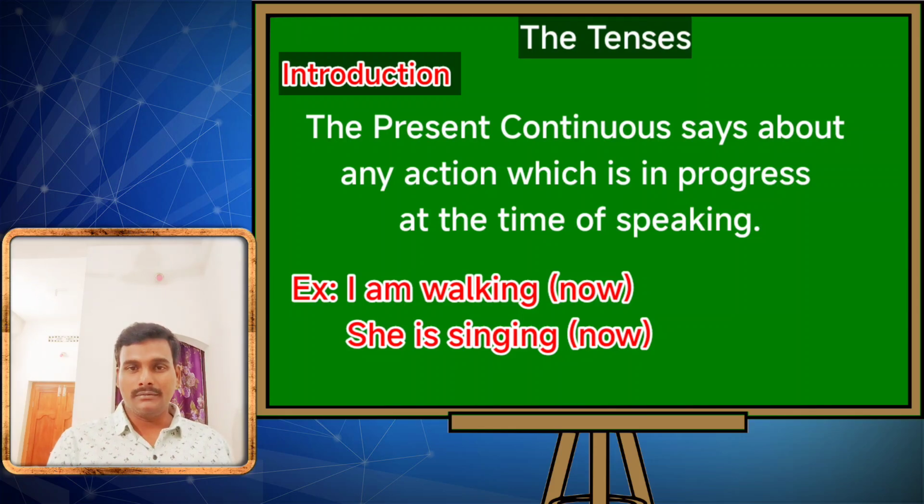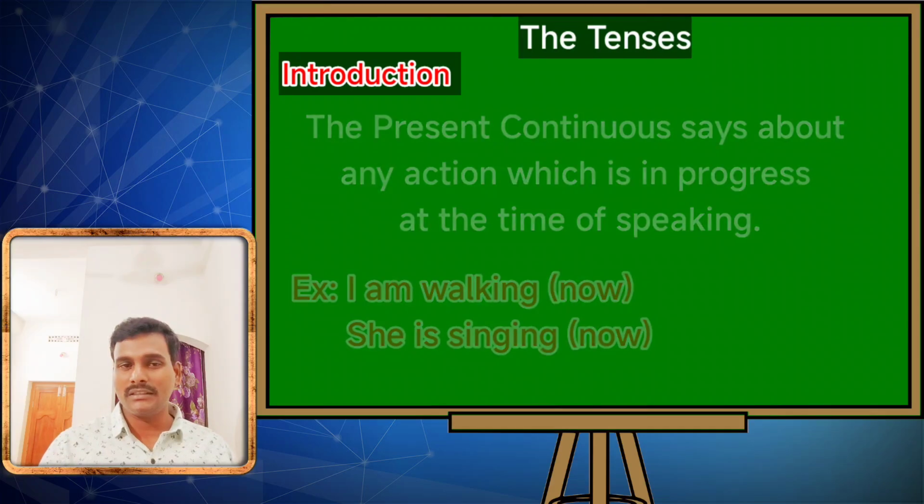She is singing. She is singing in the sense it's happening now. Singing is happening now. Now she is singing. So here walking and singing are present happening things.